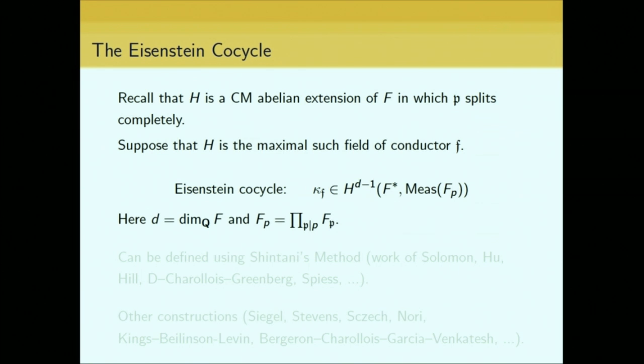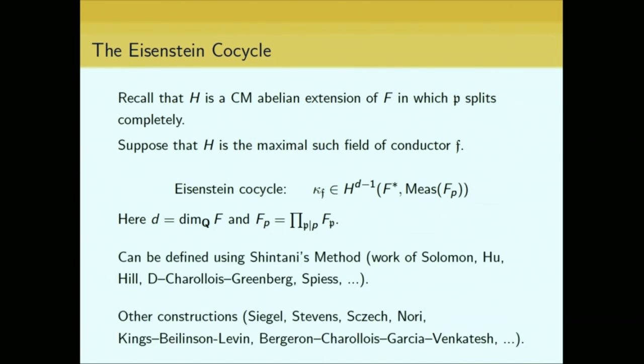Okay. So associated to this setting, there's something called an Eisenstein cocycle, which is a group cohomology class. D is the dimension of F over Q, the degree of F. So there's a cocycle in H^(D-1) of F star acting on measures on F_p. This is just the completion of F at P, which you can think of as the product of the completions of F at all primes above P.